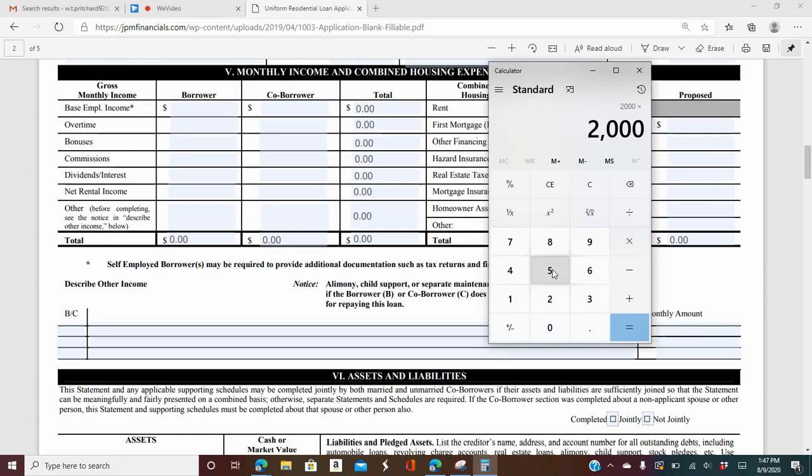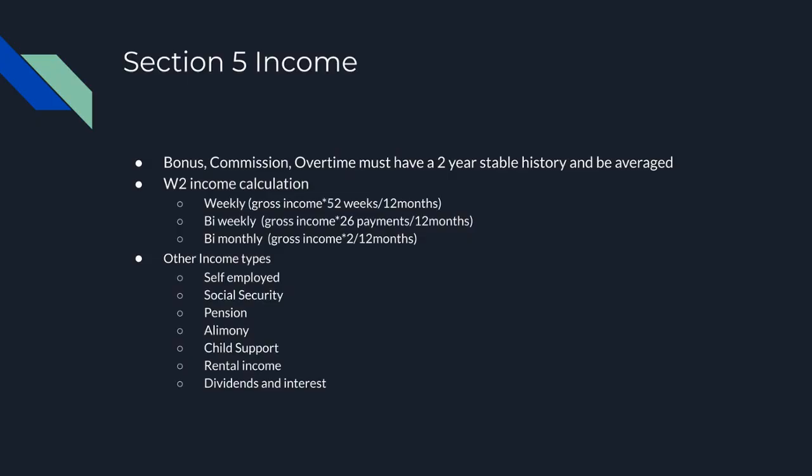I would multiply that by 52 weeks, because there are 52 weeks in a year. Then divide that by 12, and this is what they get paid per month if they got paid $2,000 a week. So these are just simple income calculations for W-2 employees that get paid weekly, bi-weekly, or bi-monthly. Of course, there are some employers that pay monthly, and then that's easy, because whatever the gross pay is showing on the pay stub, that's going to be the figure that you take.